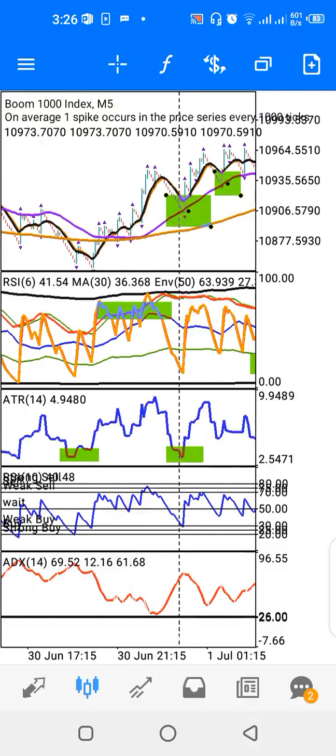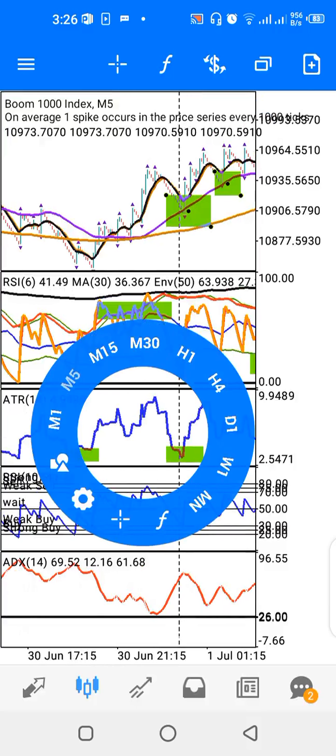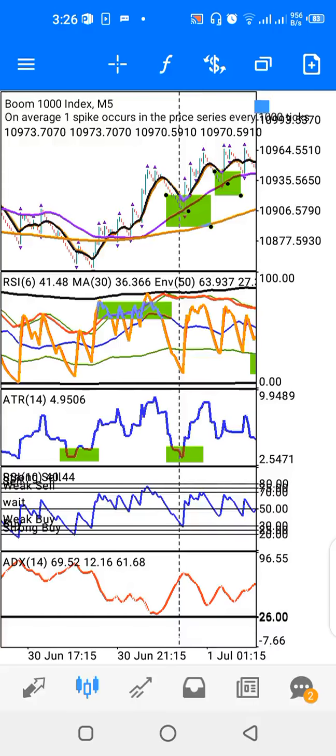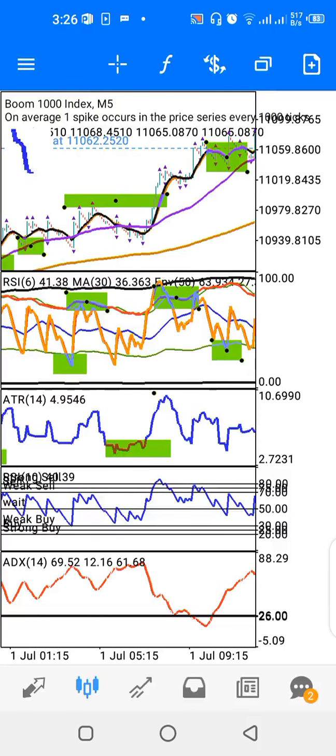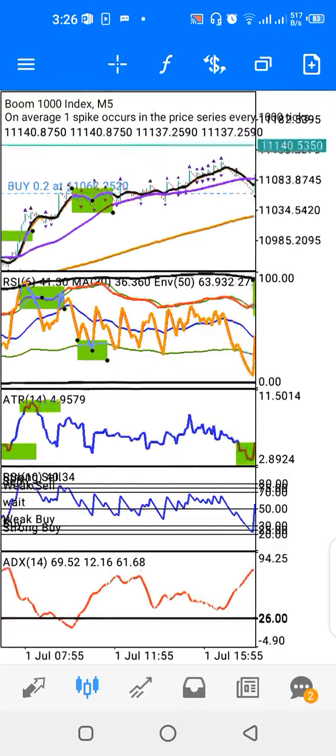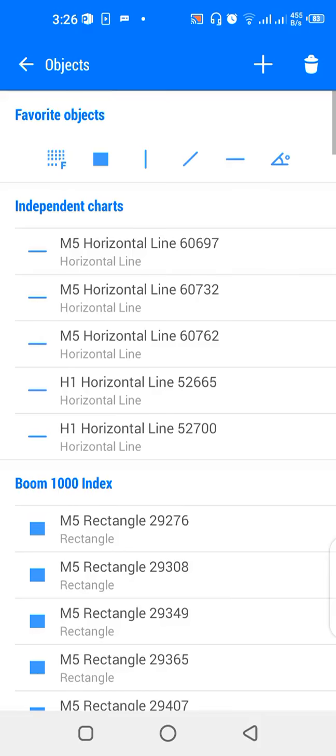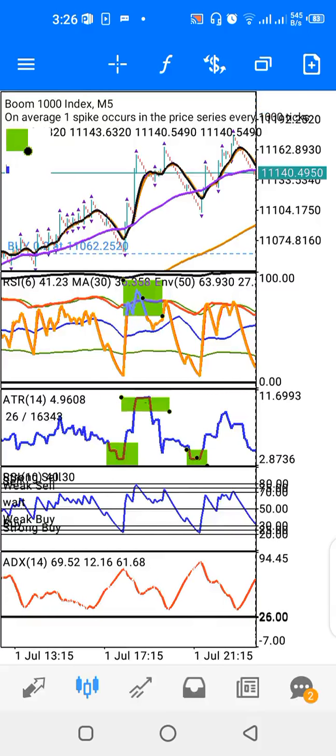The reverse is the case for crash index. Where you see the ATR line top out, that's a sell signal for crash index. Where you see it form a top, that's your sell signal.